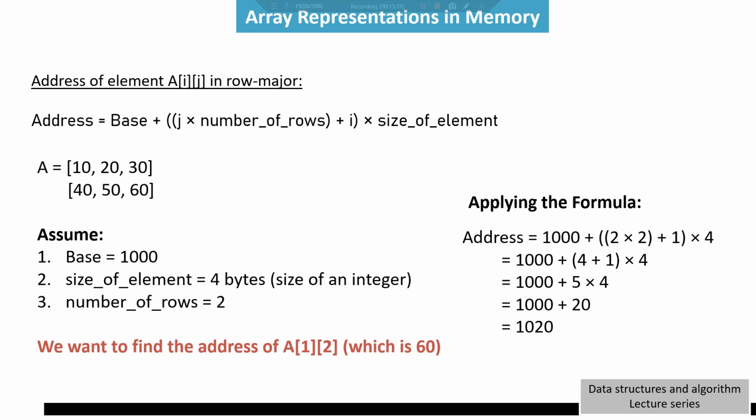This is also explained here with the example. As I already told you, if this is 1000, this will be 1004, this will be 1008, this will be 1012, this will be 1016, this will be 1020, right? In this way we represent an array in memory, in row major order and column major order, right?